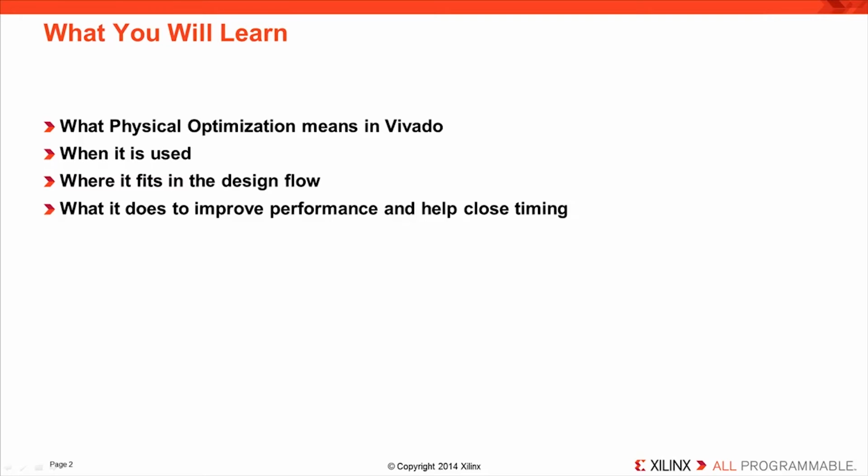In particular, what do we mean by physical optimization in Vivado? What kind of tool feature is this? Also, when is it used? Should it always be used? Why or why not? And if it is used, where does it fit in the design flow? And finally, what does it do to improve design performance and therefore help close timing? Faster timing closure is really the ultimate goal.